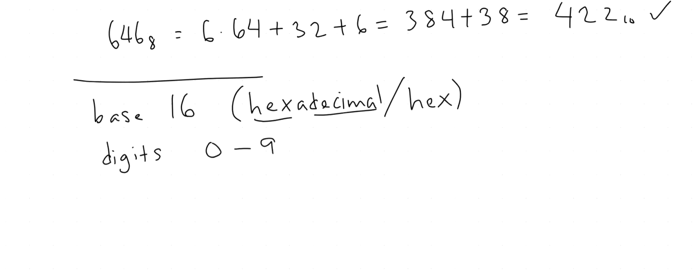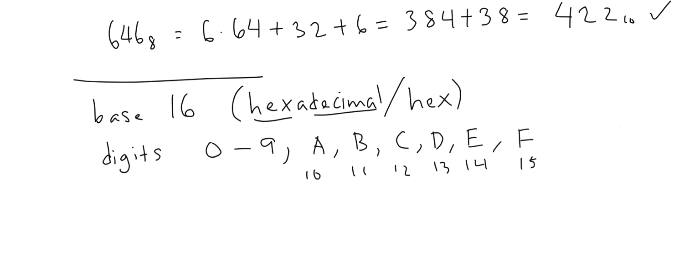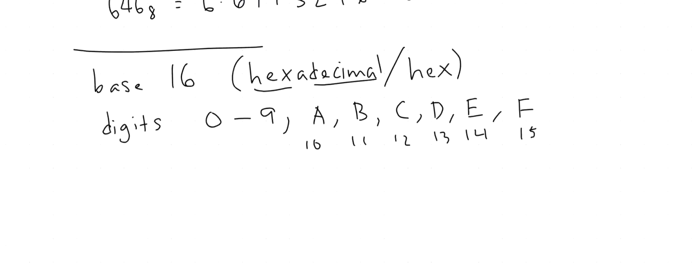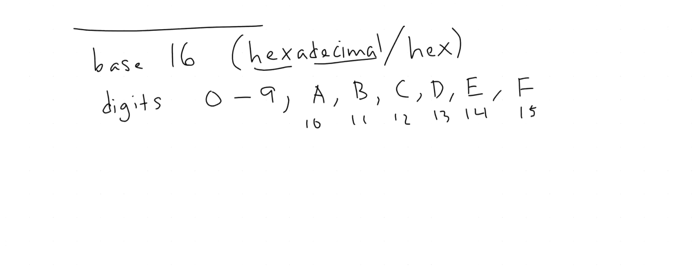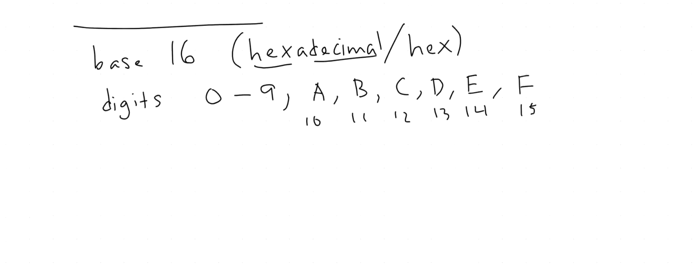So it'll use all the digits from 0 to 9, but it'll also use the digits A, B, C, D, E, and F, which represent 10, 11, 12, 13, 14, and 15. So what these digits essentially represent are 10, 11, 12, 13, 14, and 15, but they represent them in one place value. So when we convert from base 16 into base 10, let's say we have the number A4F, base 16.